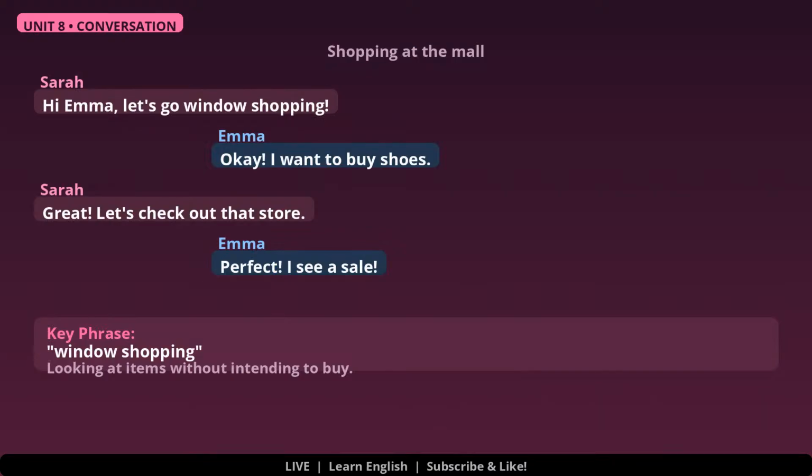Let's practice a conversation. Situation, shopping at the mall. Sarah says, hi Emma, let's go window shopping. Emma says, okay, I want to buy shoes. Sarah says, great. Let's check out that store. Emma says, perfect. I see a sale. The key phrase is window shopping. It means looking at items without intending to buy.